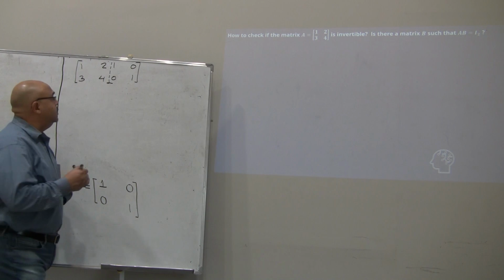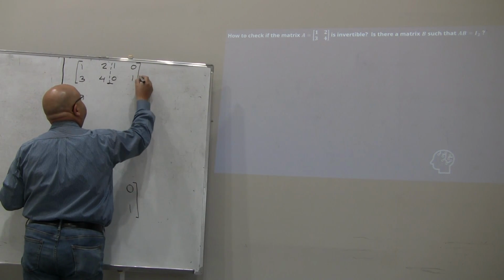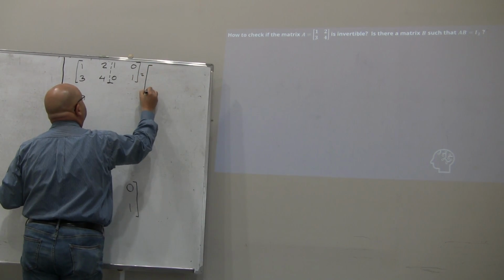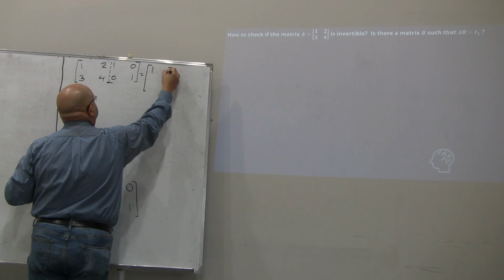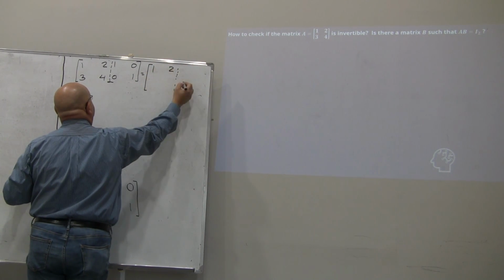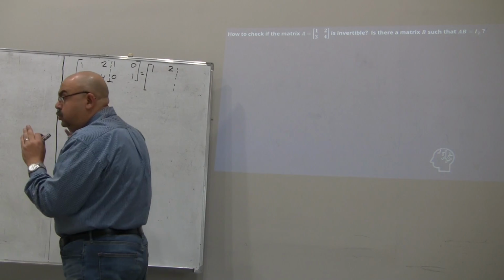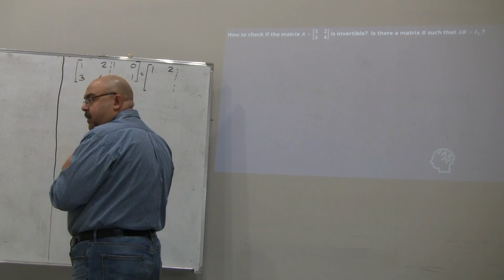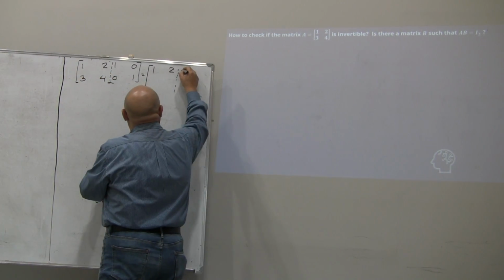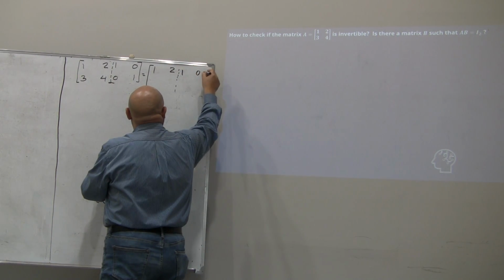So I will start with writing down the first row. So it's going to be 1, 2, and the equivalent sign means whatever you do on the new matrix, do it on the new matrix. So I will also continue writing 1 and 0.